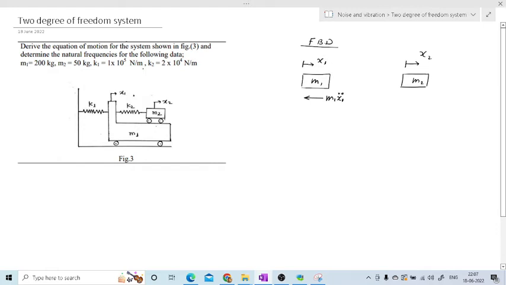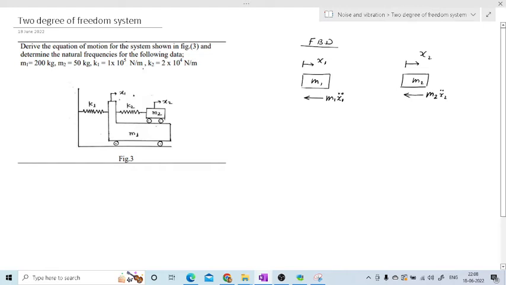Similarly, we can write for mass 2. I'll show it opposite to displacement, and the inertia force will be m2 x2 double dot, because the mass is m2 and the displacement is x2. So this is the inertia force that I have shown.